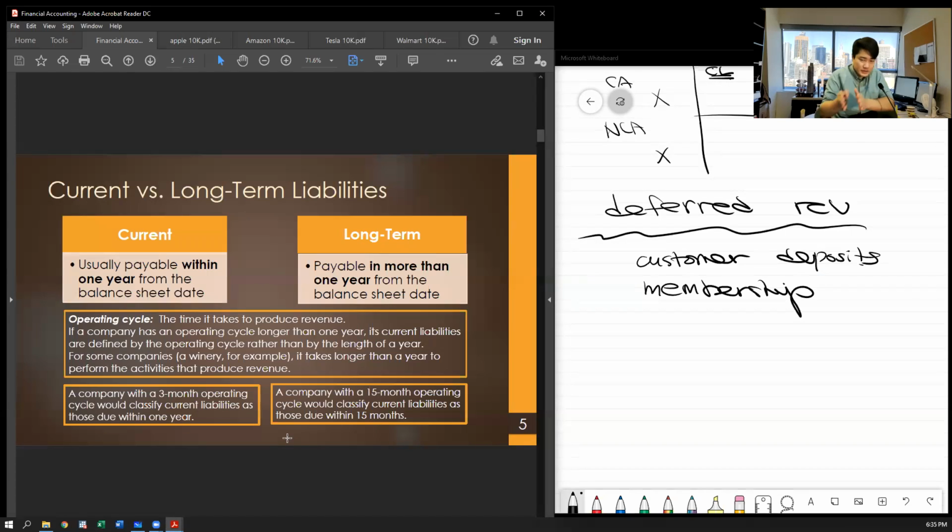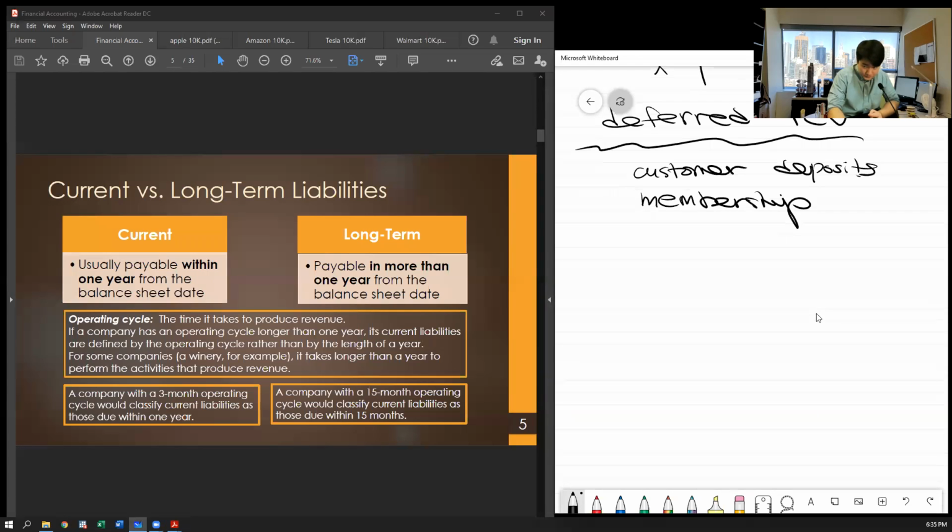For current versus long-term liabilities, like I said previously, the criteria is usually 1 year. If your obligation is due within 1 year, we are going to report it under the current section of the liabilities. If the obligation is due in more than a year, you're going to report it under long-term liabilities.